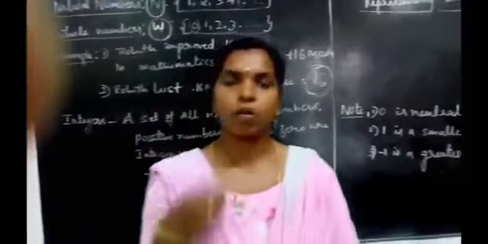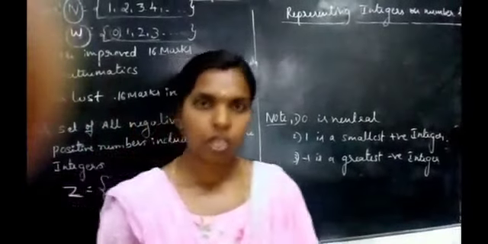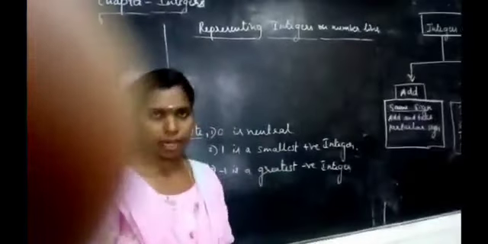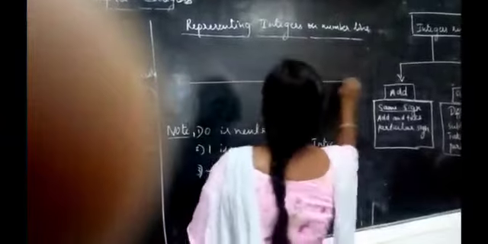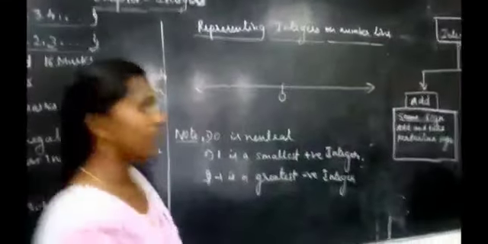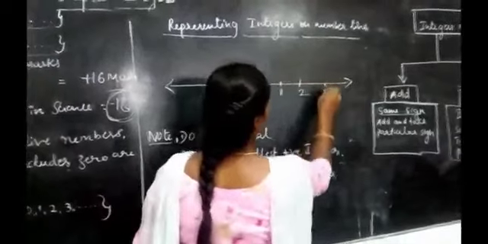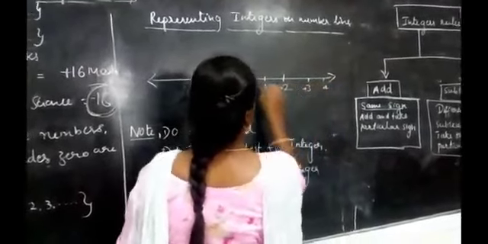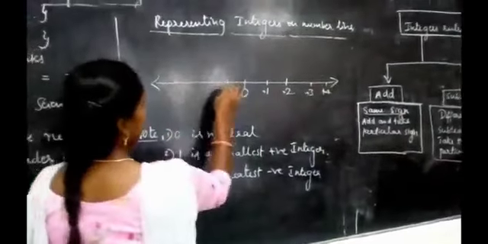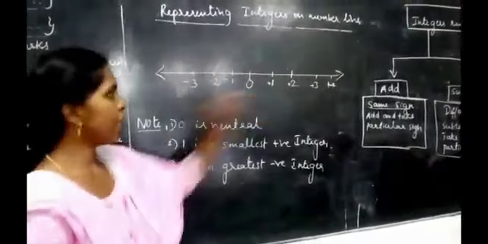Now we learned what are whole numbers and what are natural numbers and the definition of integers. So now let us learn how to represent integers on the number line. First, draw the number line and mark the point 0 in the middle of the number line. Then towards the right side of the 0, write 1, 2, 3, 4. So these are all positive numbers. Towards the left side of the 0, write minus 1, minus 2, minus 3 and so on. Look at the number line here.